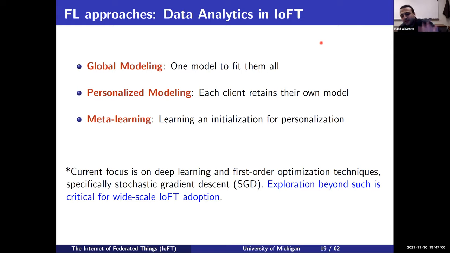So here we categorize inference in federated analytics into these three categories, but it is very important to note that we have only scratched the surface till now. Most of what has been done has been focused on deep learning. This is understandable because most, if not all, the applications are within mobile applications, and first order optimization, specifically stochastic gradient descent. This is also understandable because in deep learning, when you have a lot of data, first order optimization sometimes becomes a must.